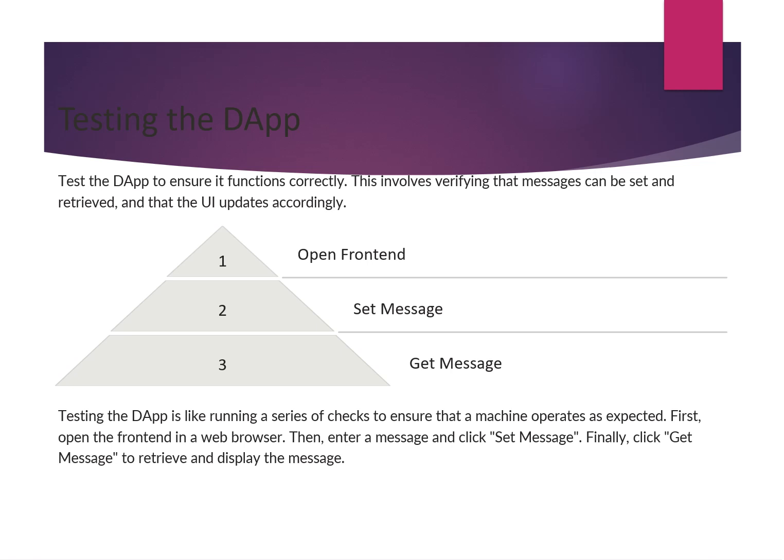Testing the DApp involves verifying that messages can be set and retrieved and that the UI updates accordingly. First, open the frontend in the web browser, then enter a message and click Set Message. Finally, click Get Message to retrieve and display the message.